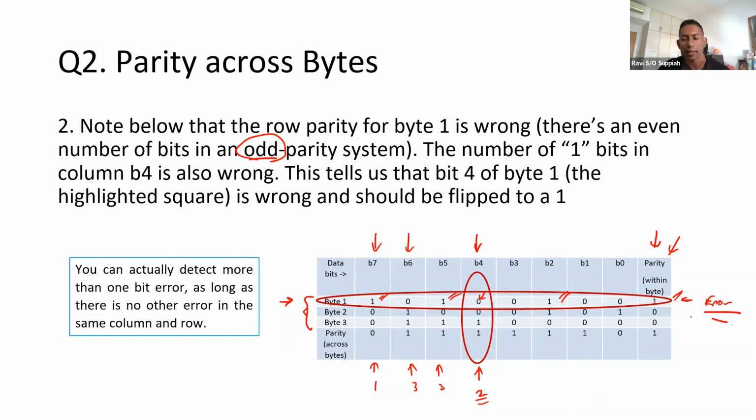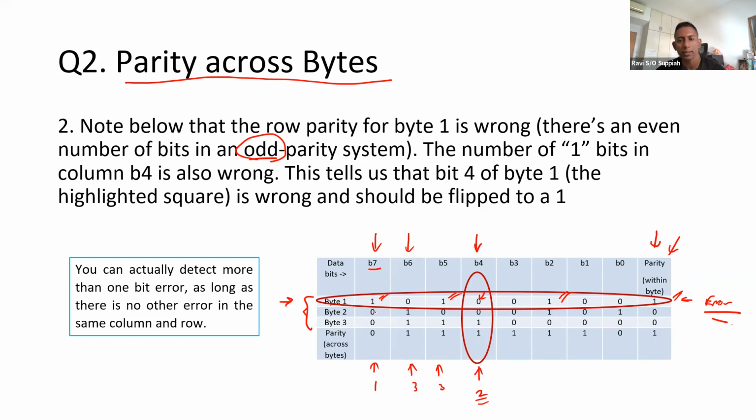But because a parity can only detect error, it cannot correct the error because we do not know where the error is. So since we do not know where the error is, we cannot correct it if I just do a normal parity check. That is where this second level of check comes in, where I do parity check across bytes. That means I'm looking at each bit parity across a certain number of bytes, in this case 3 bytes.